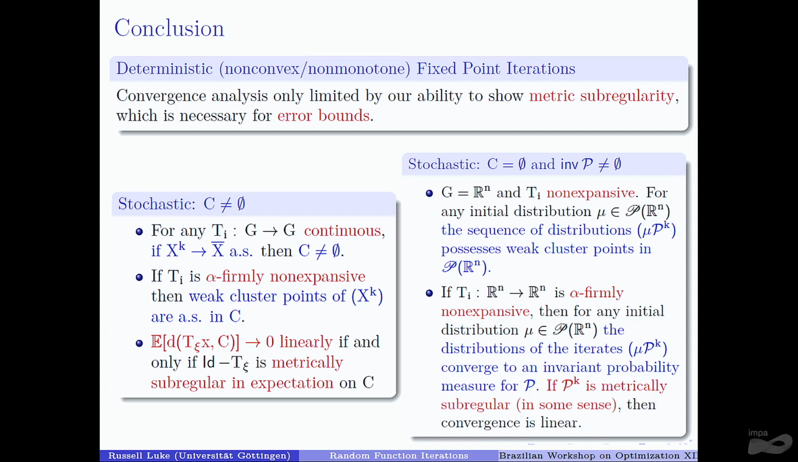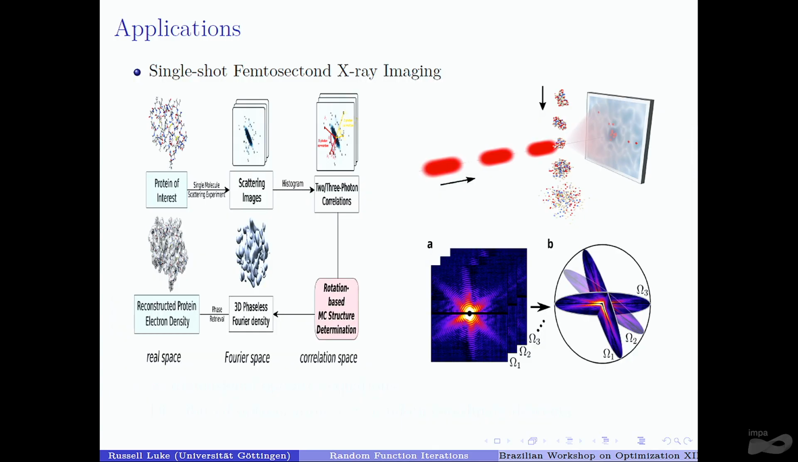And if you increase the regularity of these operators and say they're alpha firmly non-expansive, then for any starting point, the iterates actually converge to an invariant probability measure. You get existence and convergence. And if the Markov operator is metrically subregular in some appropriate sense, then you also get linear convergence. So that's where we are with this theory.